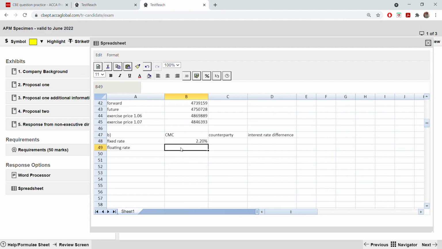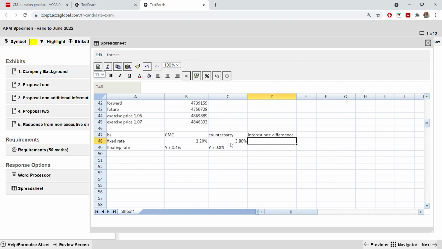You can write yield rate or you can just write Y plus 0.4%, simply like this. Okay. For him it is 3.8% and Y plus 0.8%. If you see under both, under fixed and floating rate, CMC is having an advantage because he's having a lower fixed rate compared to counterparty. He's having a lower floating rate compared to counterparty. But under which is he having that higher advantage? That only he has to select under swap.